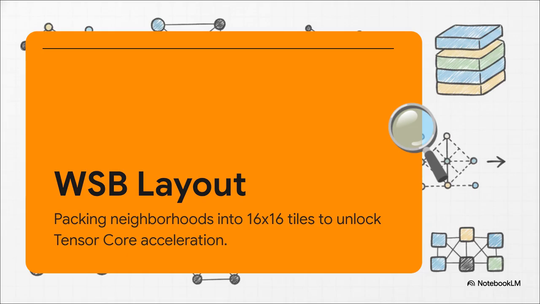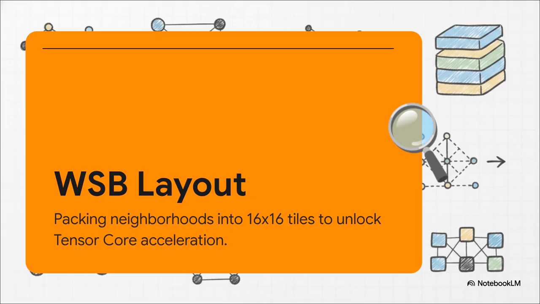Even with that fusion, though, we're still mostly relying on standard CUDA scalar cores. Why? Because graph data is just so scattered. But if we want to truly unlock the GPU's full potential, we really need to fire up the tensor cores, which are purpose-built for dense matrix multiplication.